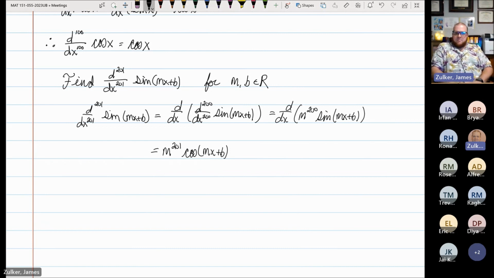Derivative of sine is cosine, right? Specifically, it's u prime times cosine of u. So we have to multiply by another m. And so we get the 201st derivative is m to the 201st power times the cosine of mx plus b.